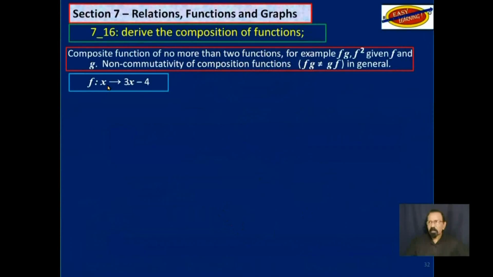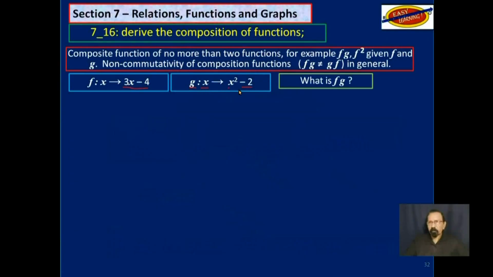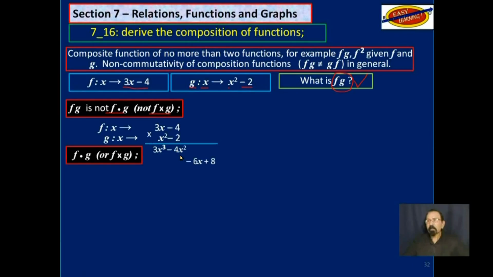Let's consider that again. This time you have a function f such that x maps into 3x minus 4, and another one g such that x maps into x squared minus 2. Now what is fg? This is how your syllabus, this is how CSEC will write it. Now, I prefer to see an f of g, but let's go. It is not f times g, like that. Let's do that and see what we get. We get this answer here. We will compare that with the f of g and g of f as we did in the last slide.